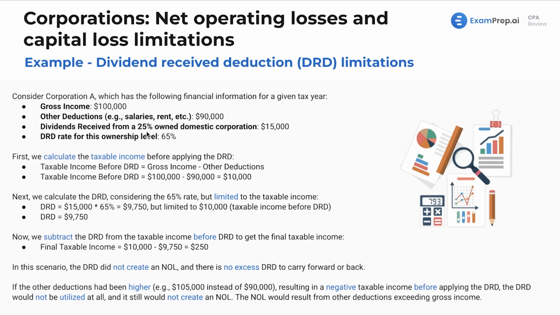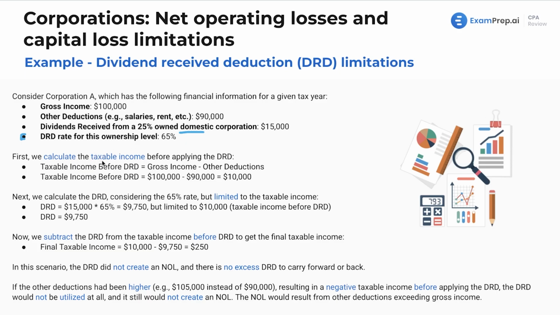Then we seem to have a 25% ownership in a domestic corporation. Keep in mind, it is domestic. You don't get this benefit if it's a foreign corporation. So this would not be given to you at this point, but we're giving it to you here so you memorize. 25% that falls between our 20 and 80%. So that gives us 65% of a deduction.